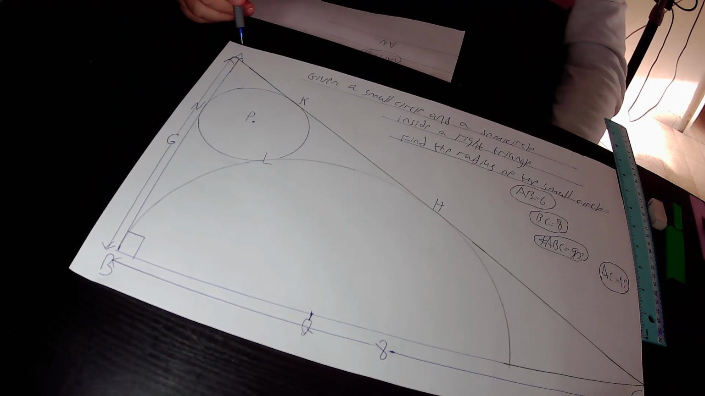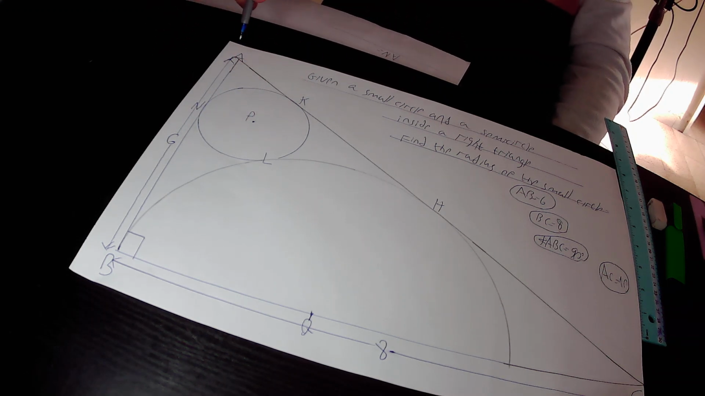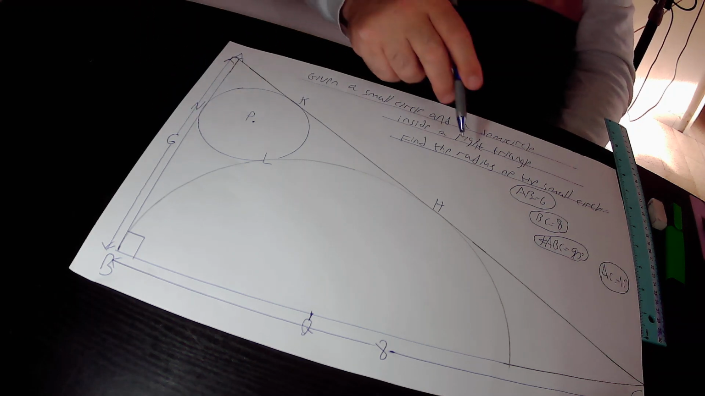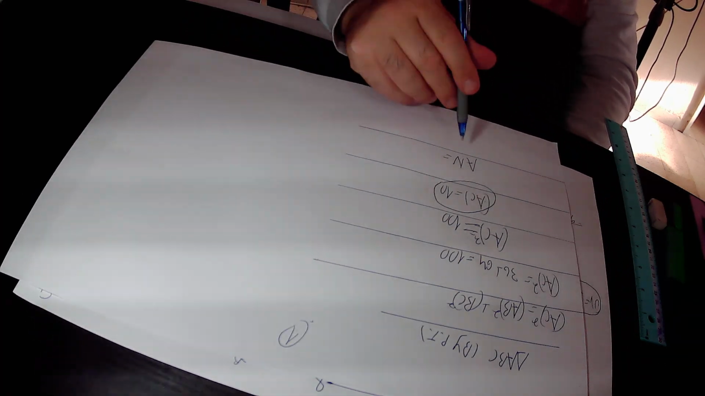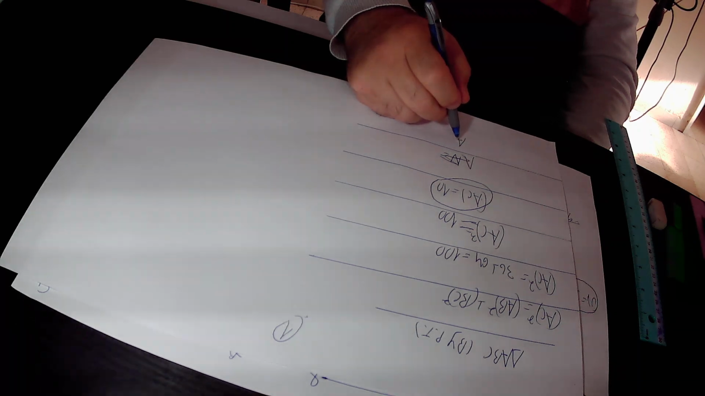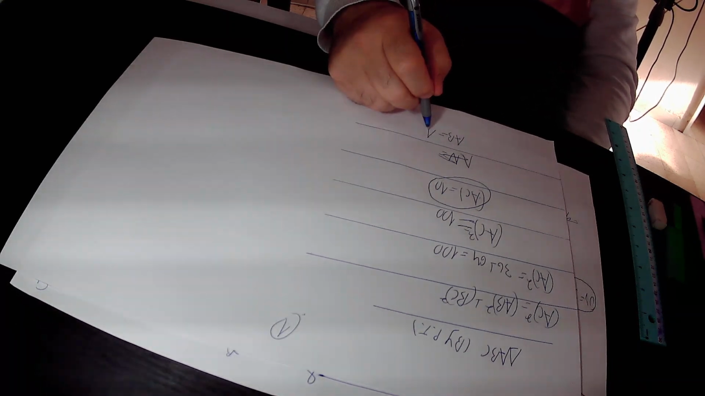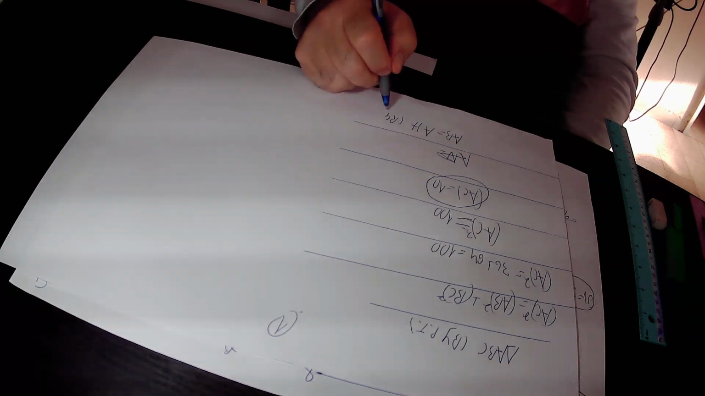If you focus on this common standpoint, point A, we have two tangents to the big semicircle, tangent AB and tangent AH, and according to rule 2, they are equal to each other. That is to say, AB equals AH. So according to rule 2, tangent AB is equal to tangent AH.